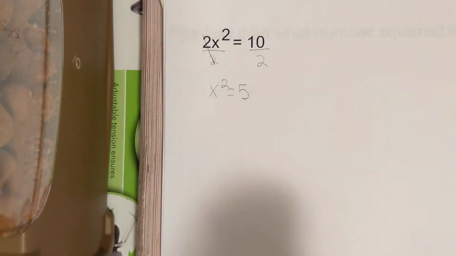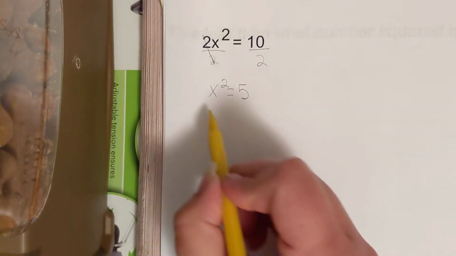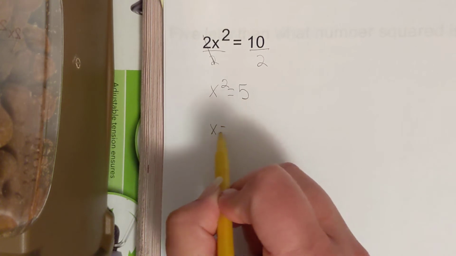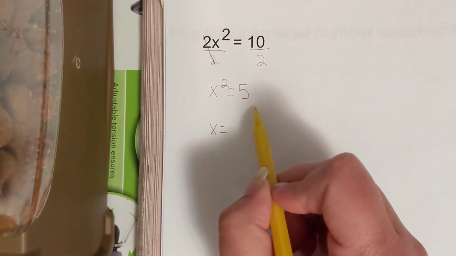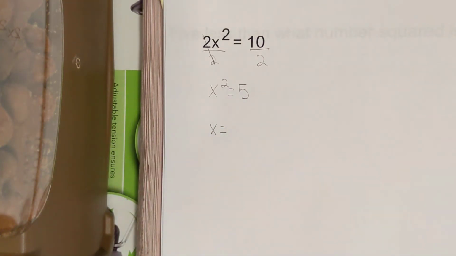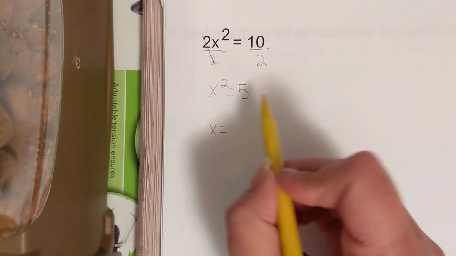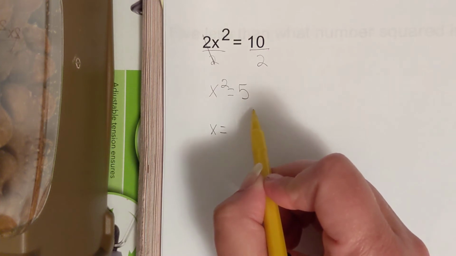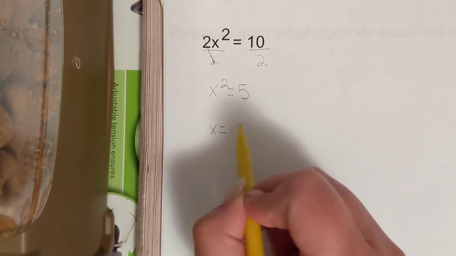So I'm going to take the square root of both sides. I get x on the left-hand side. Now I'm looking at the square root of 5. Do not be tempted to plug that into your calculator and give me a decimal answer. I don't want a decimal answer. I want the exact answer. So when I take the square root of 5, what do I get for an answer?